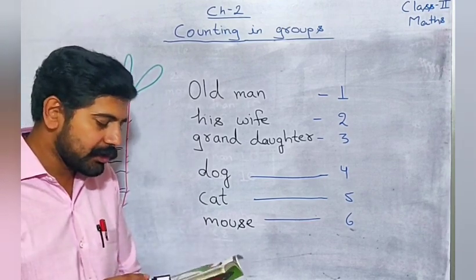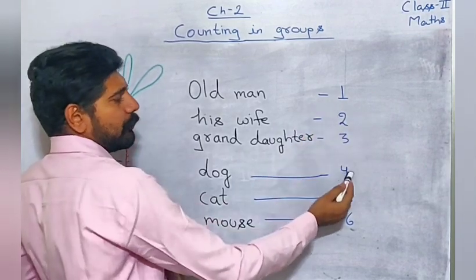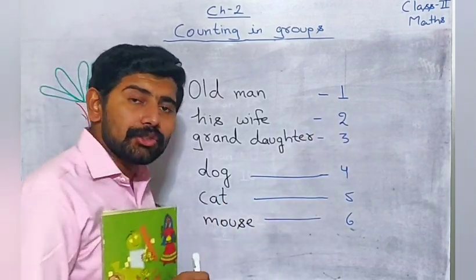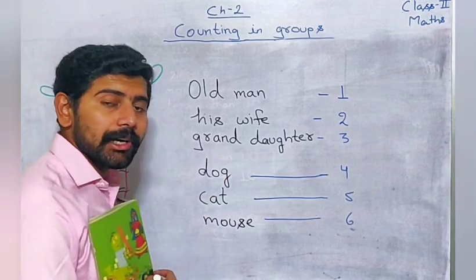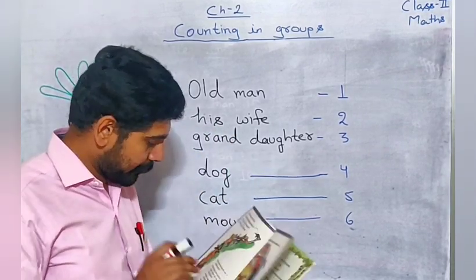Then the next question is, who was the 4th one to pull the carrot? Who was the 4th one? 1, 2, 3, 4. Fourth one was dog. Who came after granddaughter to help them to pull the carrot out?